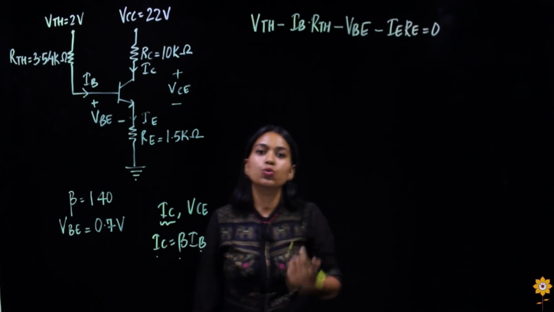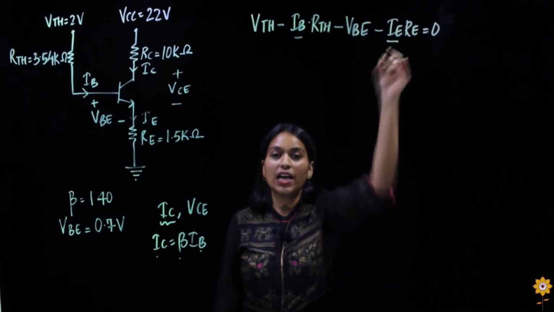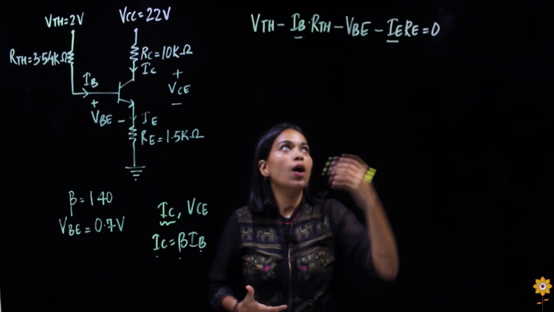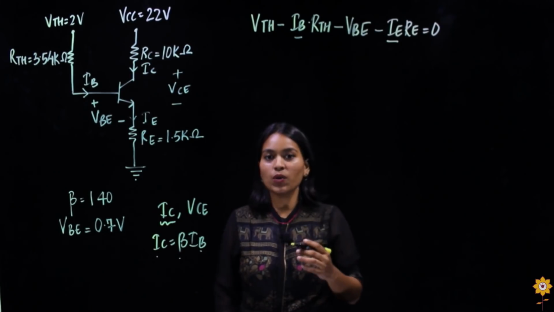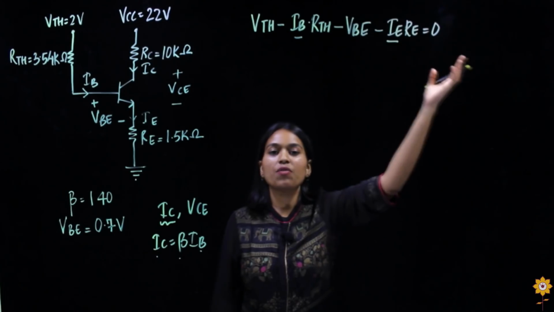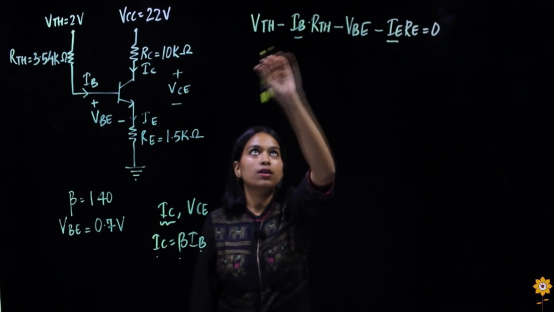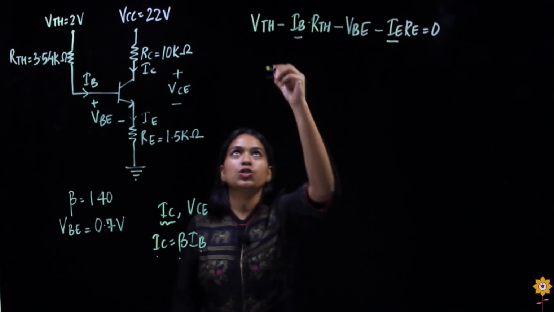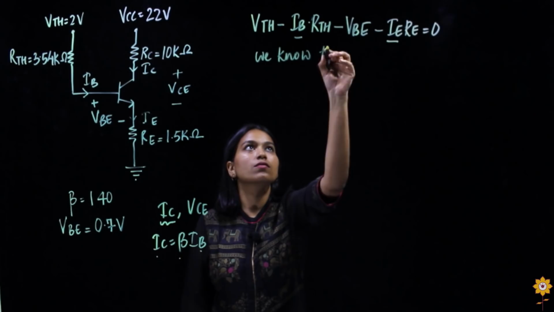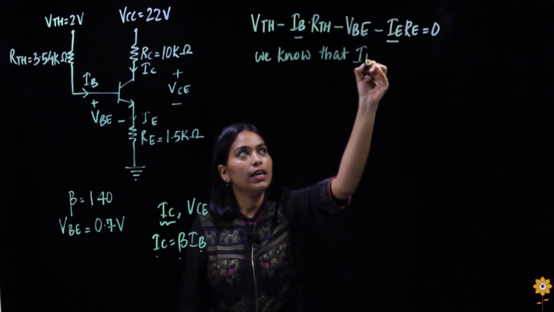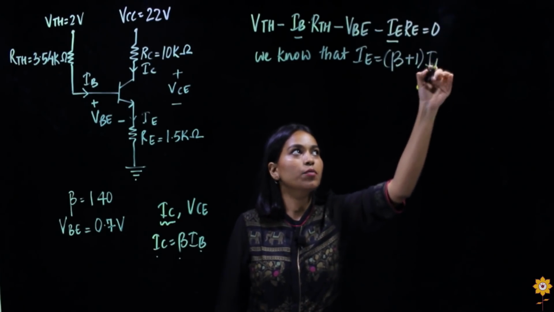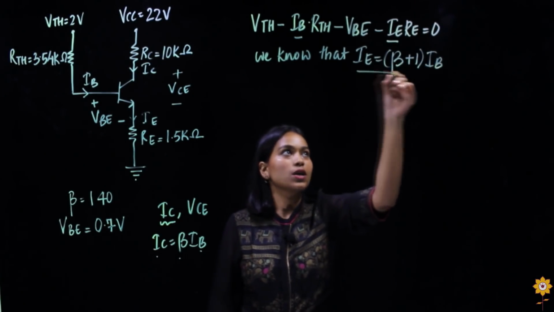Now we can see that there are two current terms. We have IB and we have IE. We are interested in finding out IB. So now let's find out how IE and IB are related, and then we can substitute IE's equivalent IB term, so that we get only IB in the equation. So we know that IE is equal to beta plus 1 IB, right? So we know this equation.